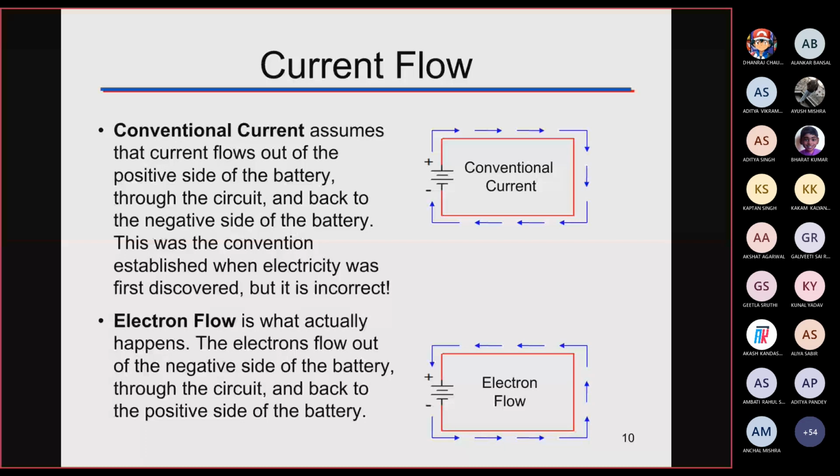Again, same thing: the electron flow means current, the flow of current will be just the opposite to the flow of the electron through any network. So here it is mentioned that conventional current assumes that current flows out of the positive side of the battery through the circuit and back to the negative side of the battery. This was the convention established when electricity was first discovered, but it is incorrect, right?